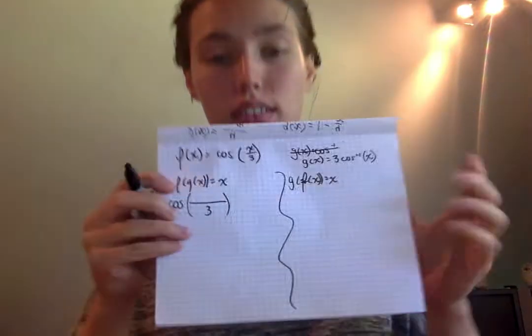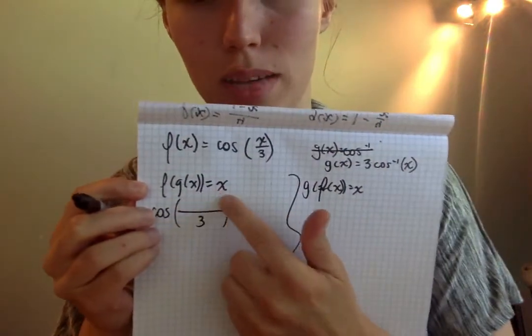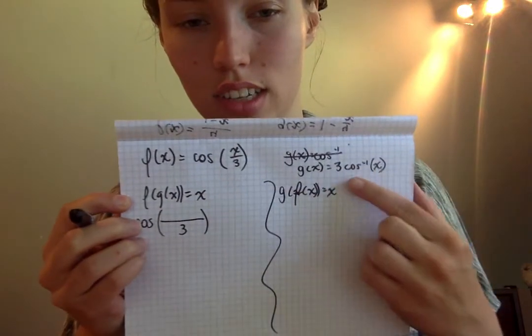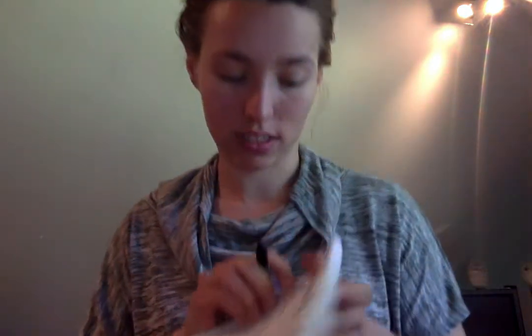So here we go. F of g of x is, well, let's just start by writing out f of x, but with a big blank instead of the x. And then what goes in that big blank? Well, it was x, but now it's g of x. So 3 inverse cosine of x.